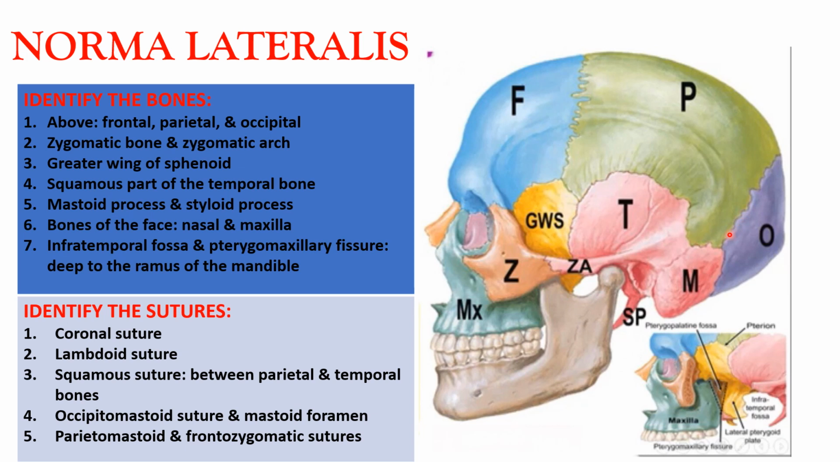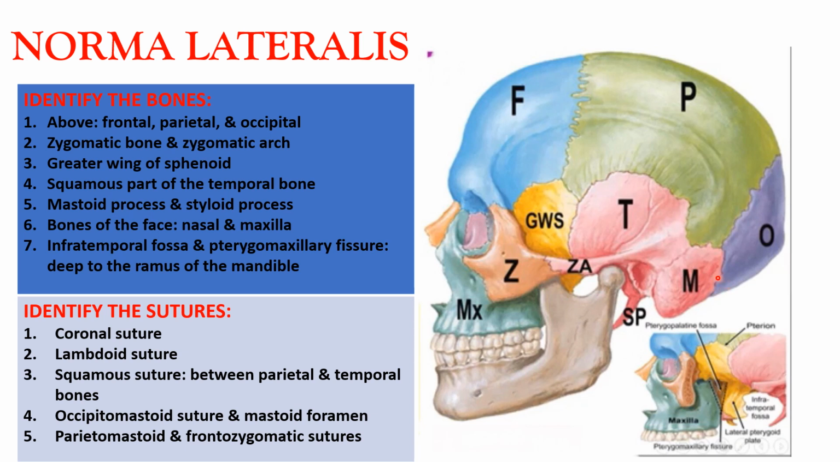Then we look at the squamous suture. It's found between the parietal and the temporal bones. So this is the parietal, and this is the temporal. So this suture here is called the squamous suture. And then we look at the occipitomastoid suture, found between the occipital bone and the mastoid process. So this suture here is the occipitomastoid suture. And then if you look closely, there's a foramen here called the mastoid foramen.